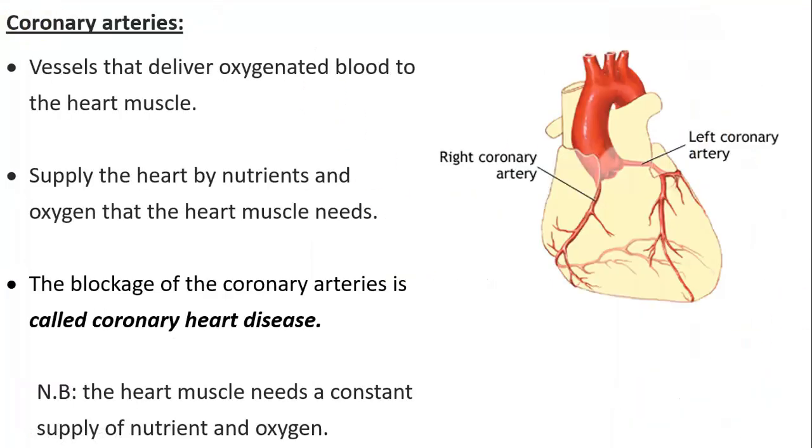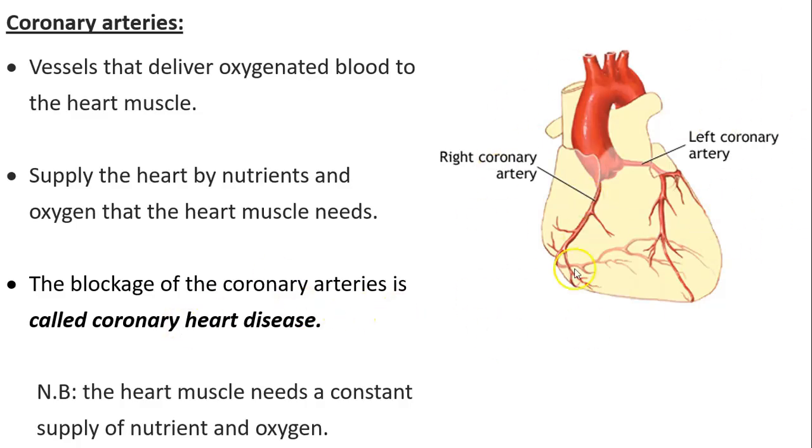Now we have a branch of the aorta going back to the heart itself as an organ to provide the heart with nutrients and with the oxygen it needs. Since the heart is doing a lot of work non-stop, this means that it needs a constant supply of oxygen and nutrients for its own aerobic respiration. So those vessels that deliver the heart's needs of oxygen and nutrients are called the coronary arteries. So the coronary arteries again are the vessels that deliver oxygen and nutrients to the heart itself.